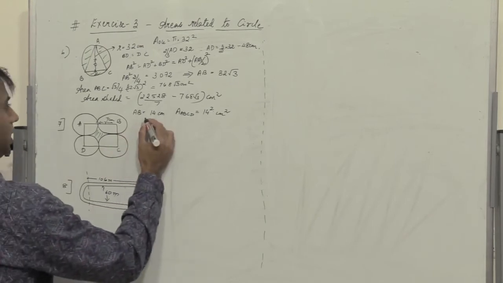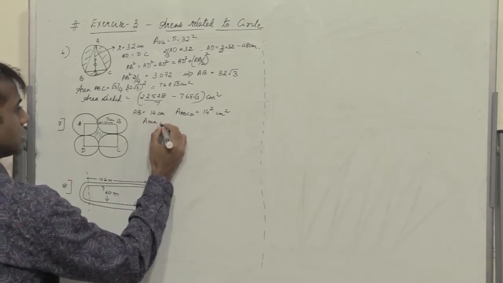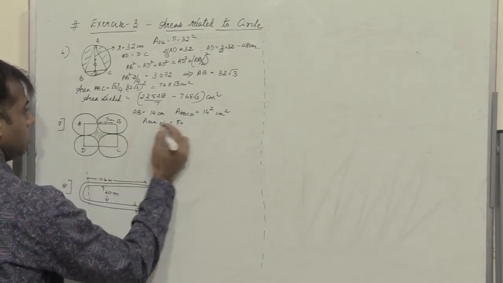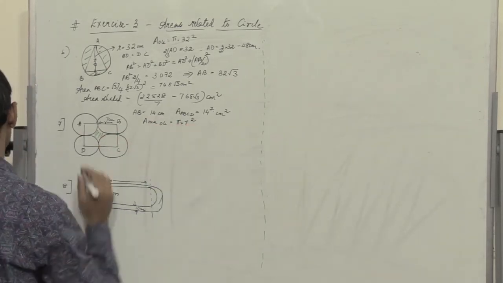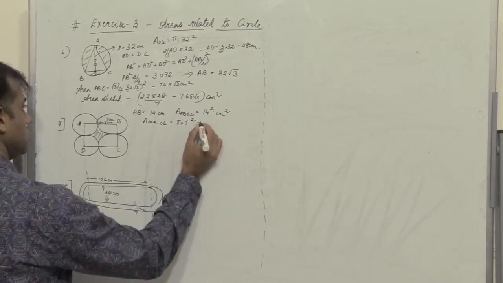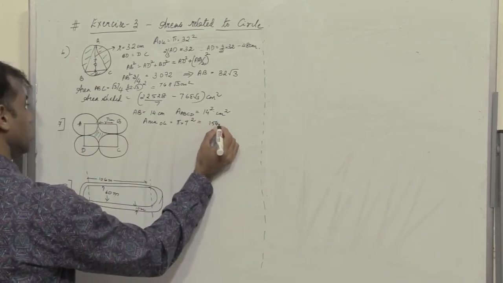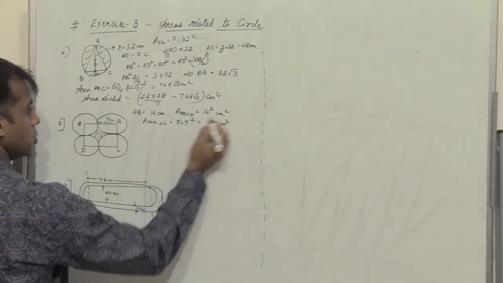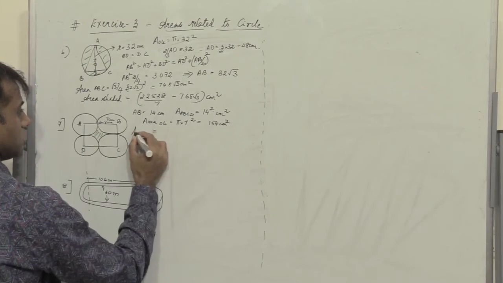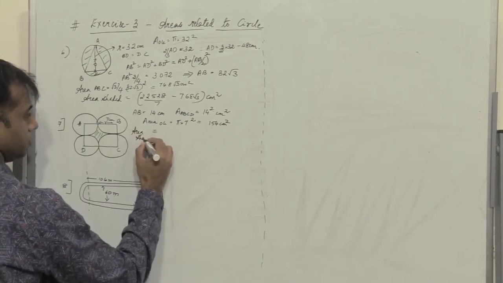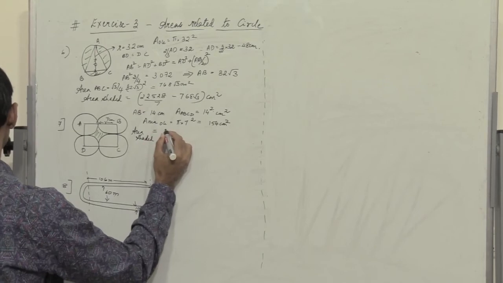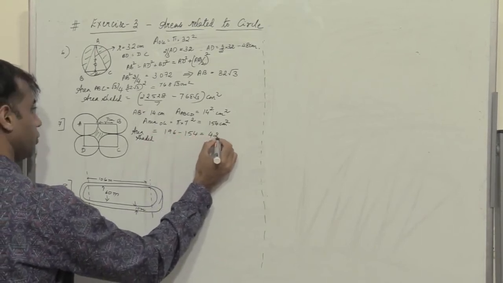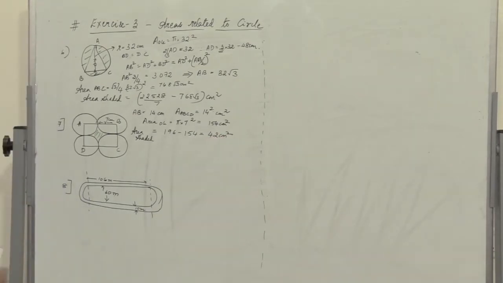And then to find the area of these circles, the quarter circles added together make one full circle, so it is pi into r square, 7 square, which gives us 154 centimeter square. So the area of the shaded region is, subtract these two. 14 square is 196 minus 154, which gives us 42 centimeter square.